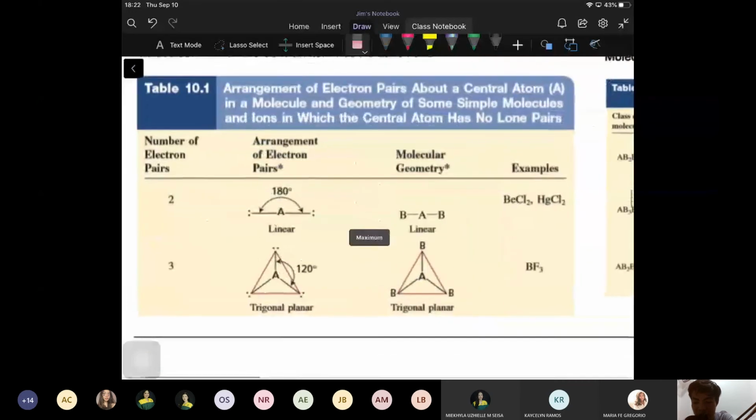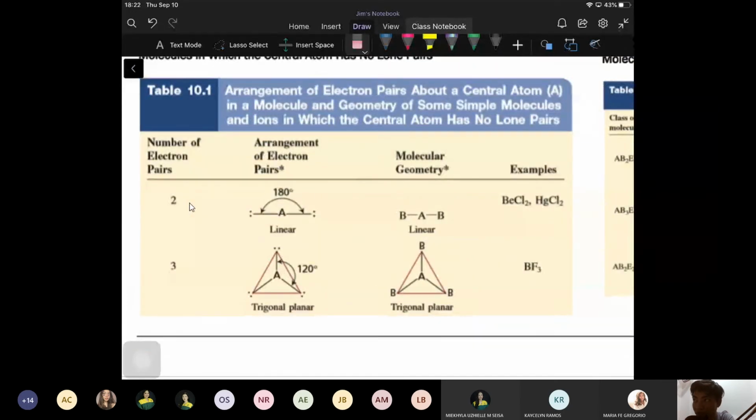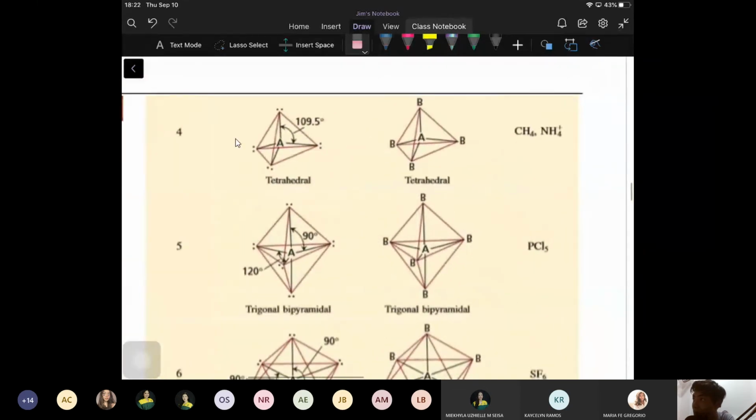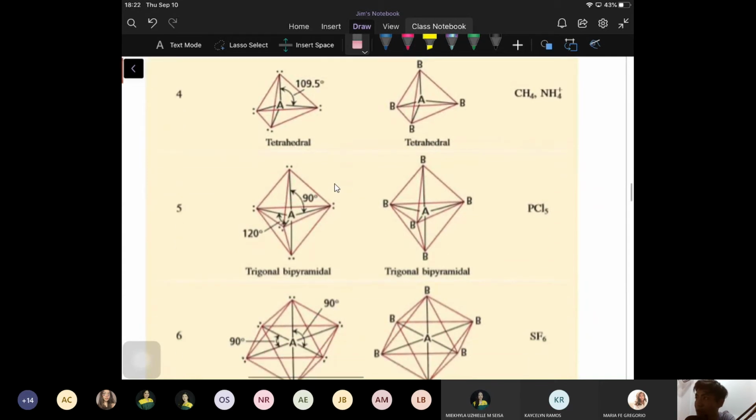Opo. So, again, pag dalawa yung electron group, pwedeng atom, pwedeng lone pairs, pag dalawa yon, we will have a geometry of linear. Pag tatlo, trigonal planar. Download nyo yung PDF na to. Kompleto to eh. Pag apat na groups yun na connect sa central atom, we will have tetrahedral. Pag 5, we will have the trigonal bipyramidal.